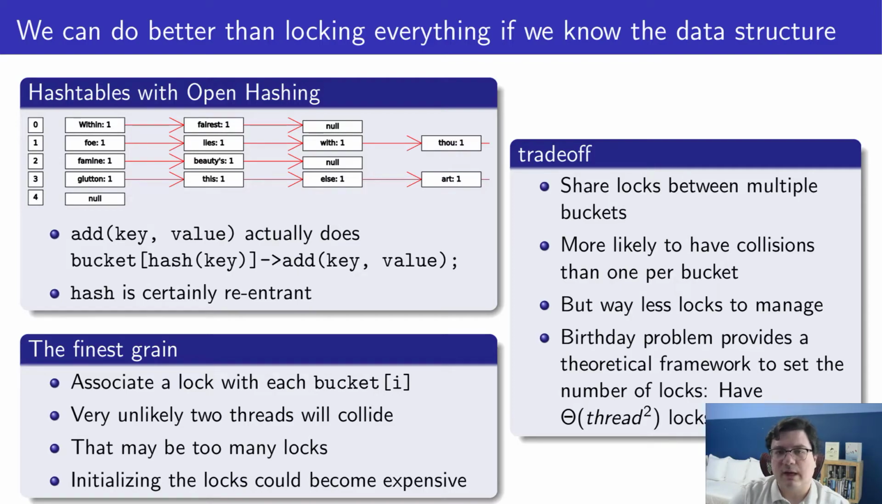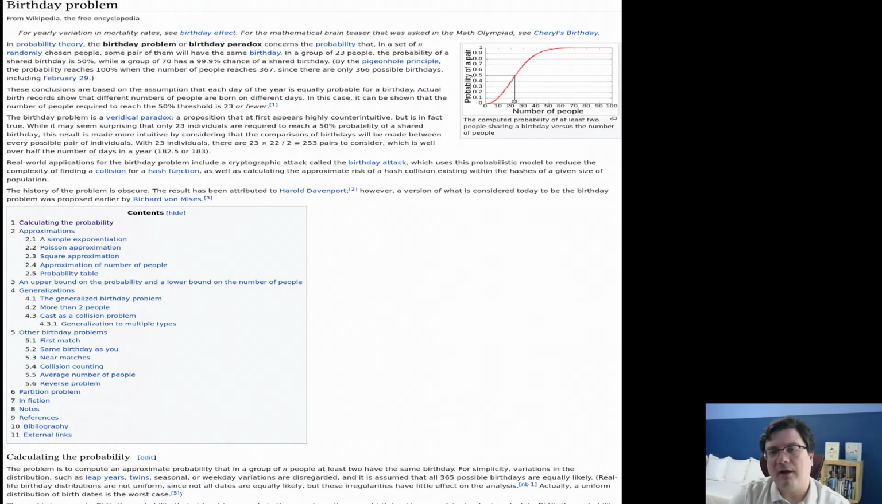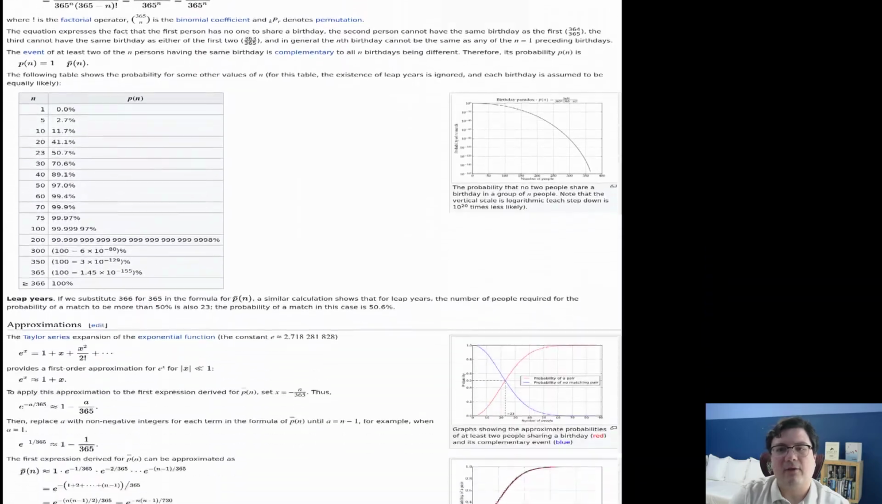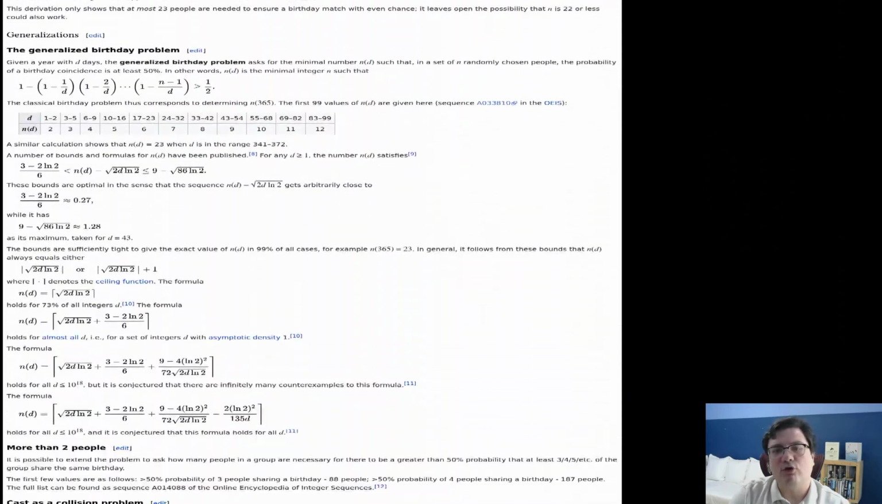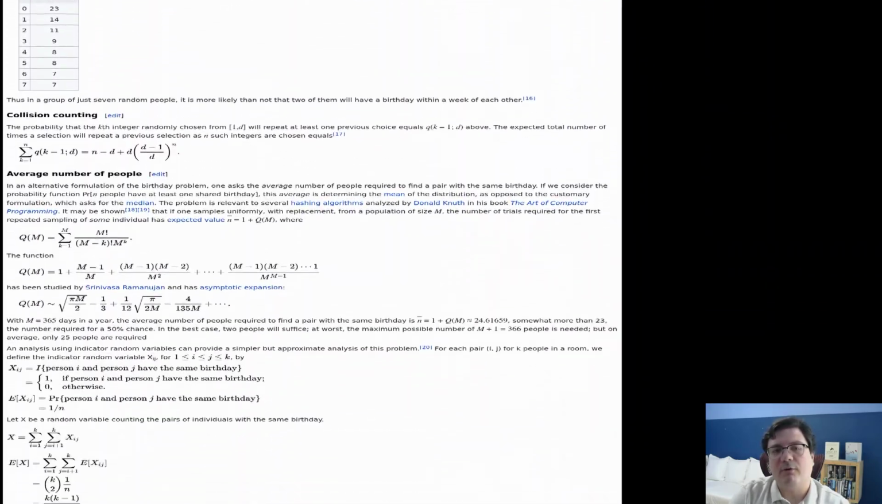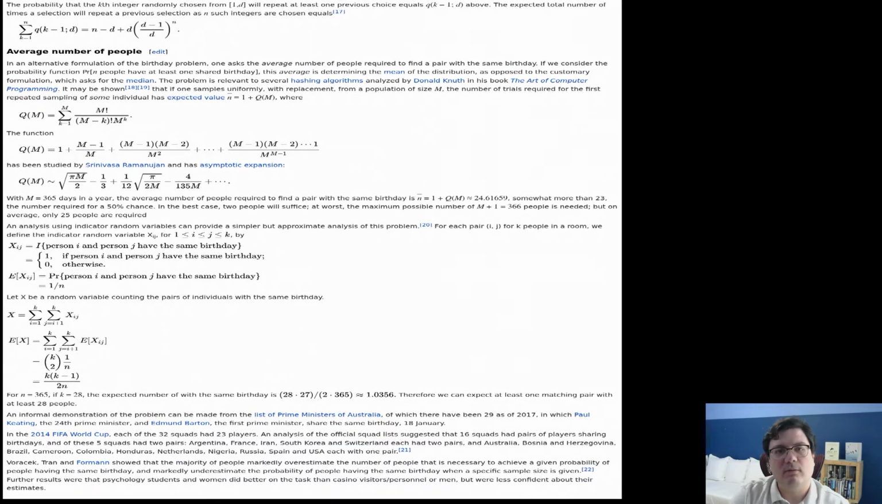How many locks should we have? The birthday paradox provides a theoretical framework, and while you can look into the math, having a number of locks proportional to the square of the number of threads seems to be reasonable.